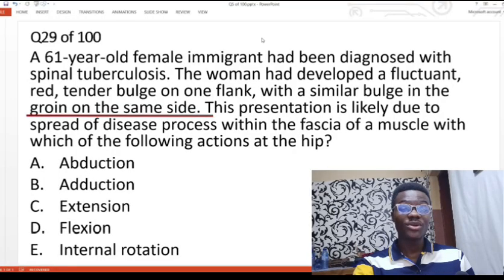Hello everyone, this is question 29 of our 100 clinically oriented anatomy questions. Let's get straight into the video.